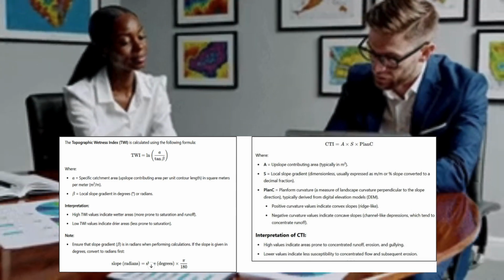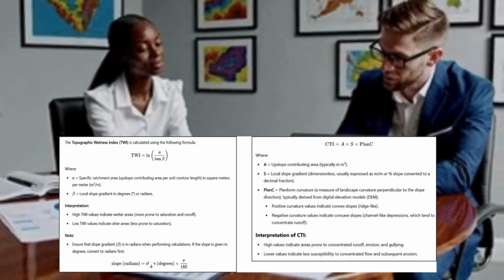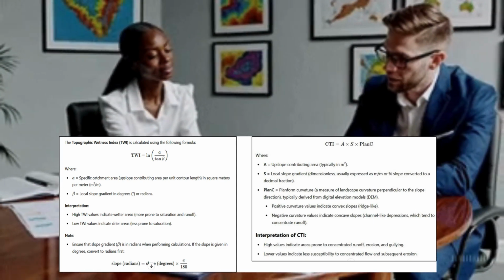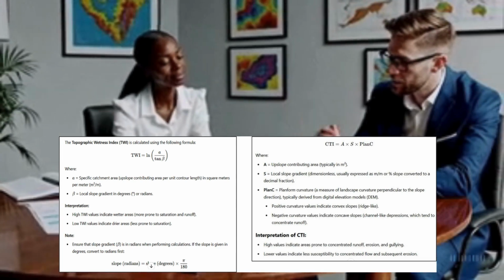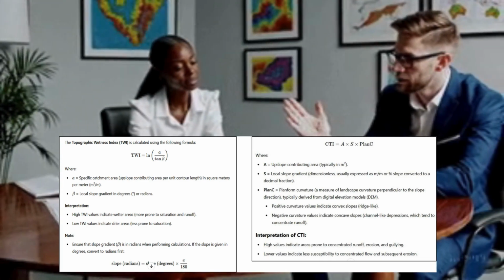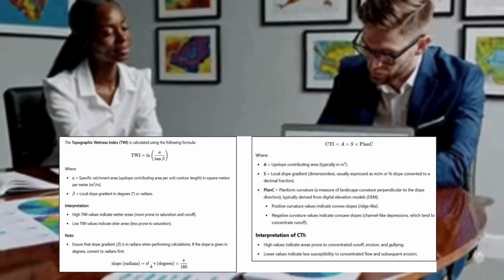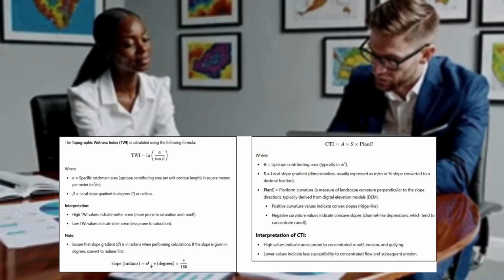Exactly. All right, so to recap, what do we got? Thorne's CTI, that's erosion potential, and it uses curvature. That's right. Bevan and Kirkby's TWI, that's wetness potential, and in its original form, it doesn't use curvature. So listeners, the big takeaway here is to always be clear about which index you're talking about, or which index is being used in a particular study.